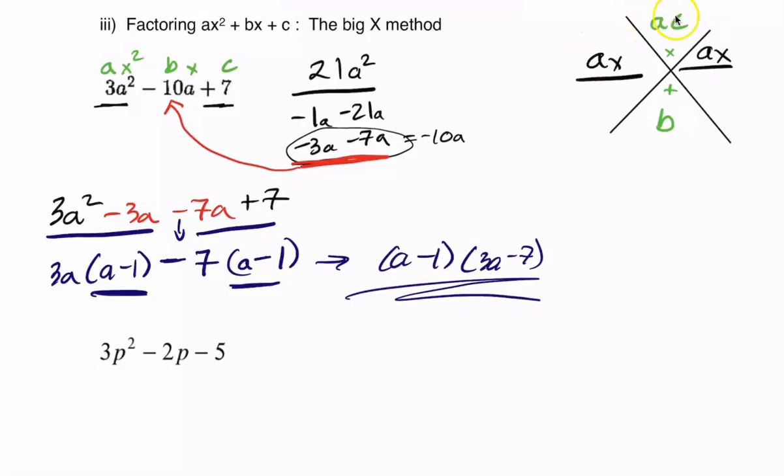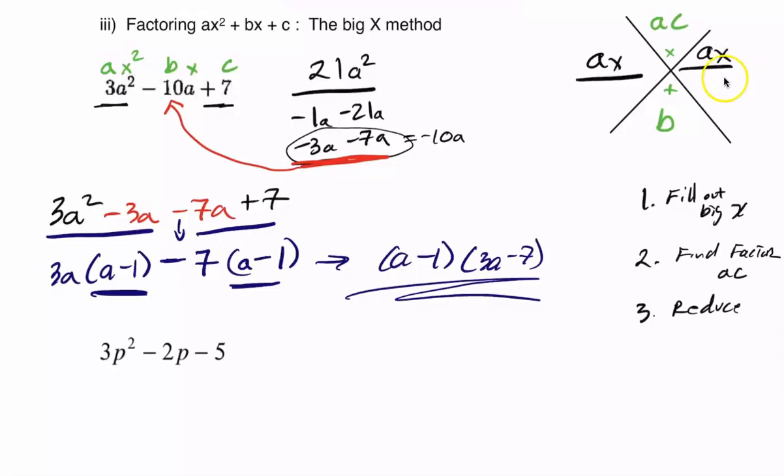So this is a general setup. If we have steps, it would be 1, fill out the big X. 2, find the factors. 3, we're going to reduce the factors. So once we have our factors, we're going to put them right here. They'll go here and here. And then we're going to reduce if possible. And then 4, we're going to rewrite. I know it looks like a lot of steps, but trust me, it actually does go by much faster.